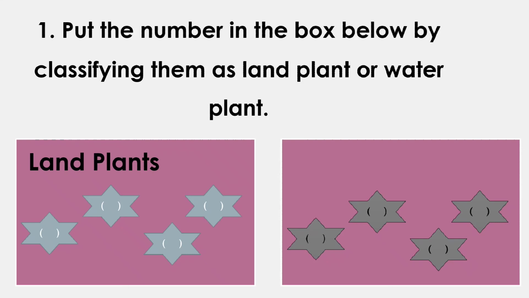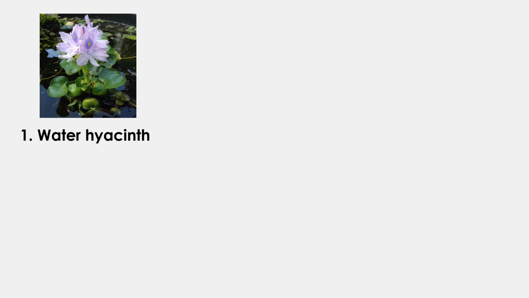For this first box, we have the land plants. You have to put the number here in the star. We have 4 numbers. And in the other box, we have water plants. Again, you have to write the other 4 numbers. These are the plants that you need to know in order for us to answer question number 1. We have water hyacinth.